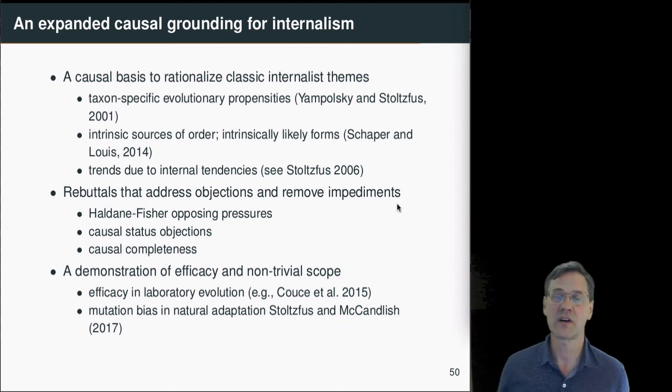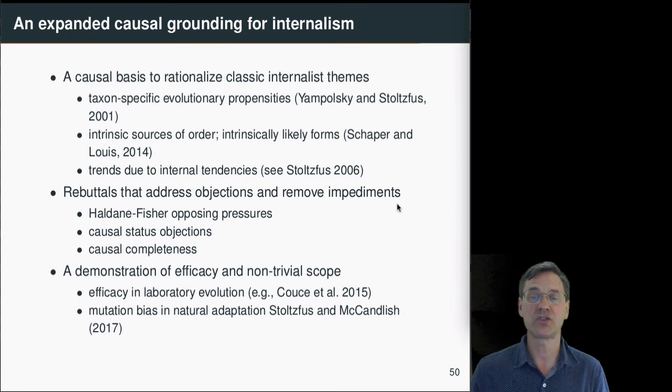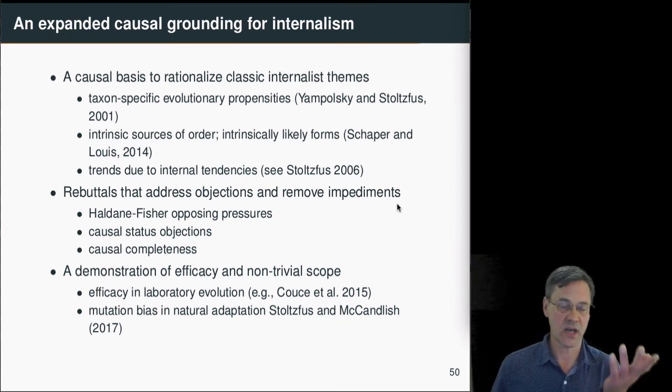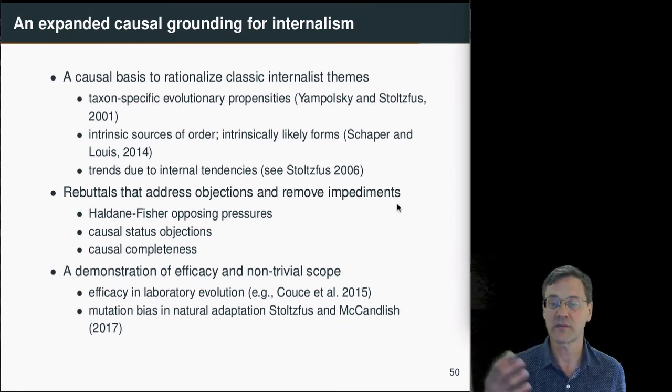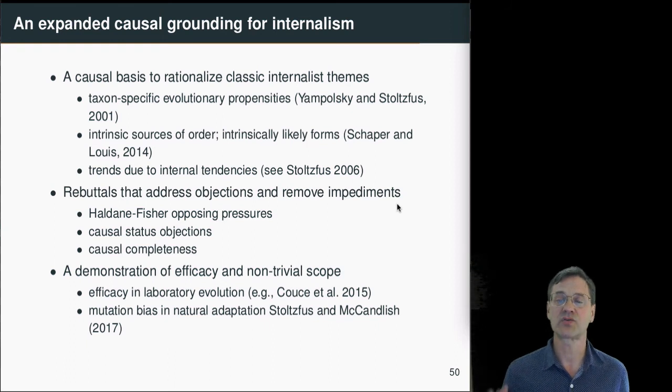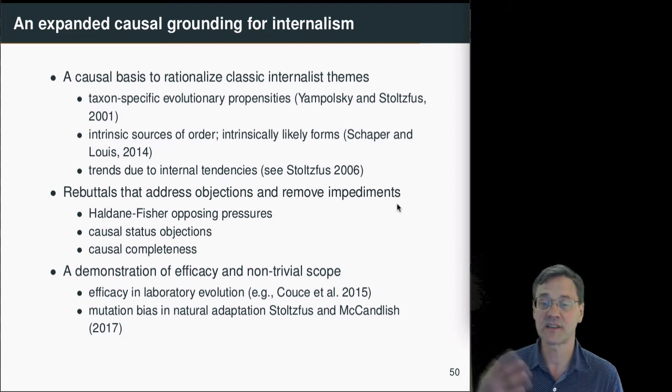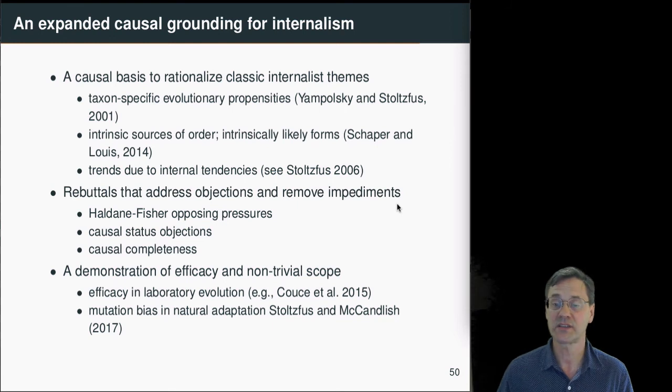We can specify a causal basis for this findability argument about intrinsically likely forms, and although I haven't gone into this, we can do the same thing for rationalizing the idea of directional trends. In addition, we can rebut objections. We can rebut the Haldane-Fisher argument. We can rebut the causal status objections because these all rely on the shifting gene frequencies paradigm, and they fall apart when we recognize the efficacy of biases in the introduction process.